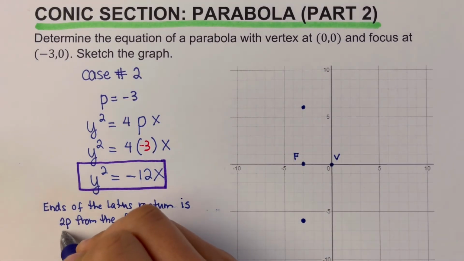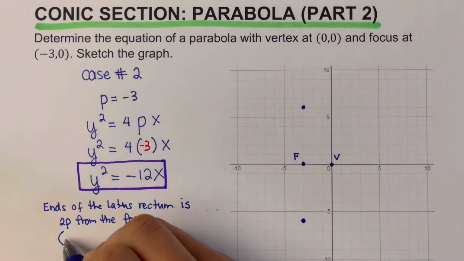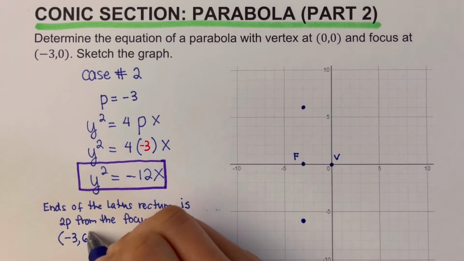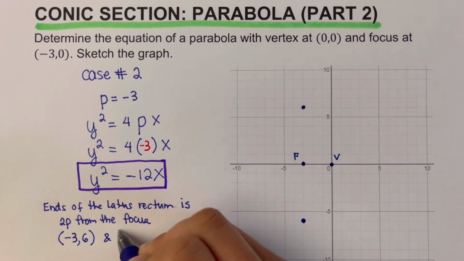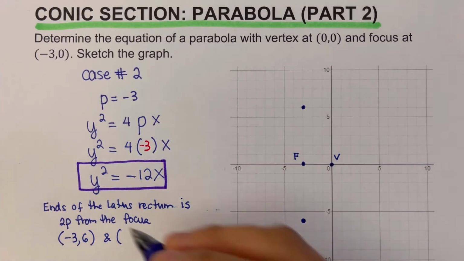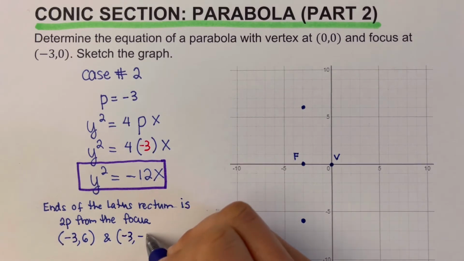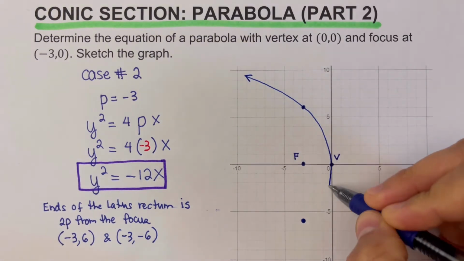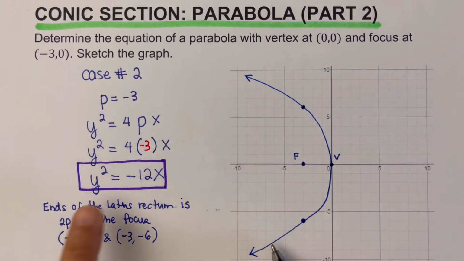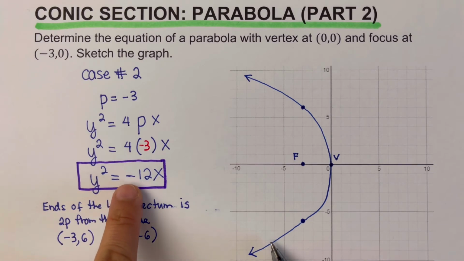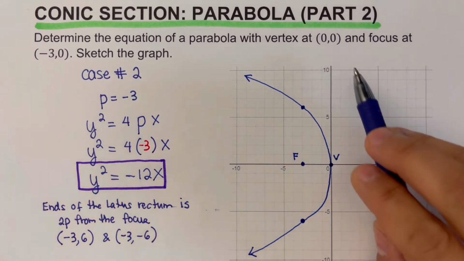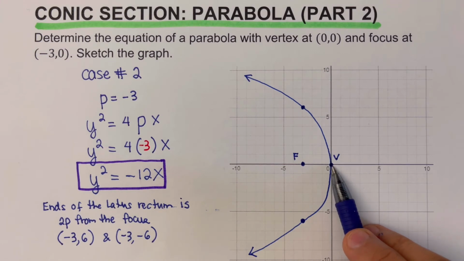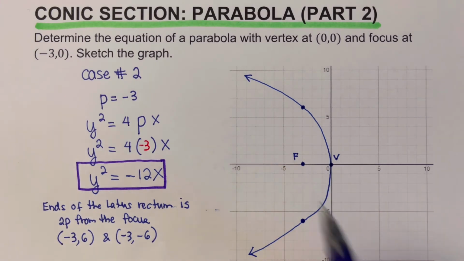So the coordinate of the ends of latus rectum is -3, 6, and the other end is located at -3, -6. So I'm just going to go ahead and write that down here. So that's the ends. These are the 2 ends of the latus rectum. So we can go ahead and sketch the graph. So this is the sketch of this equation, y squared equals -12x. Notice again that the vertex is at the point of origin 0, 0, and the focus is at -3, 0. Now let's move on to the second example.